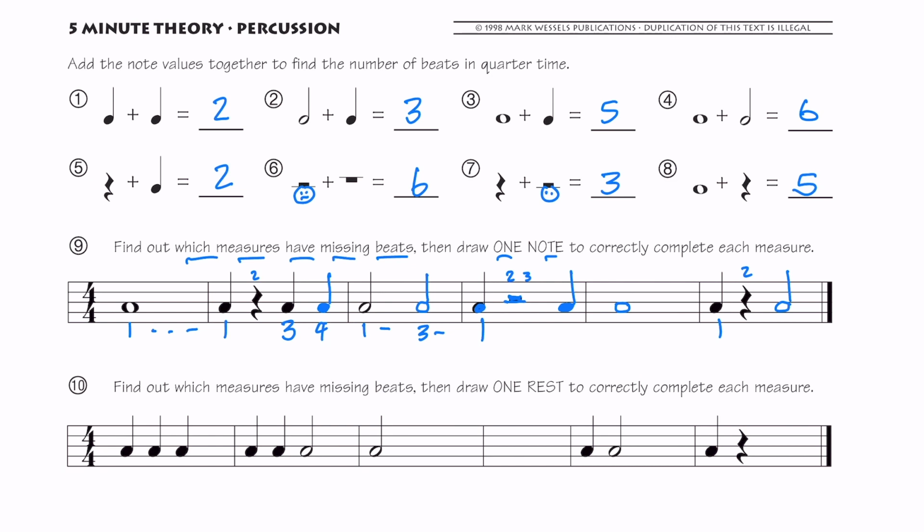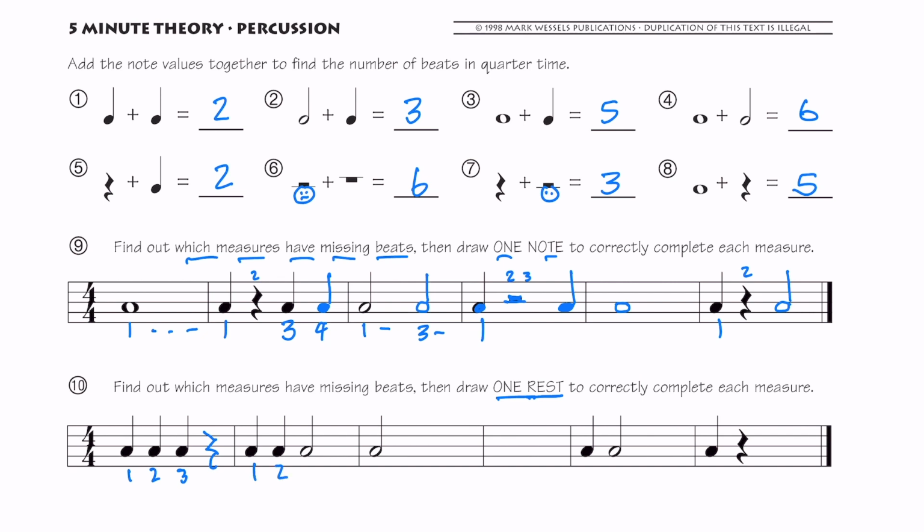All right, line number 10. Find out which measures have missing beats, then draw one rest. Okay, so same as the other one, but now I need to draw the rest. So 1, 2, 3, missing 1 count. So there's my quarter rest. Do you remember how to draw the quarter rest? It's been a while. The Z with a tail.